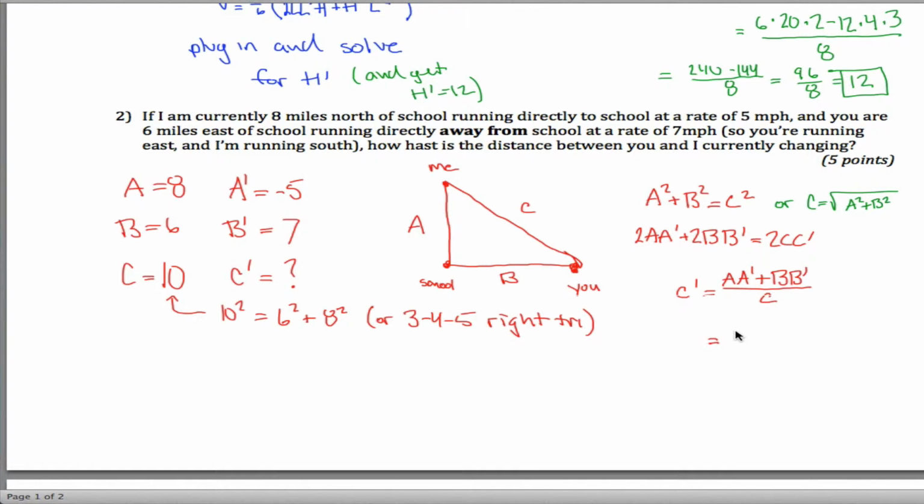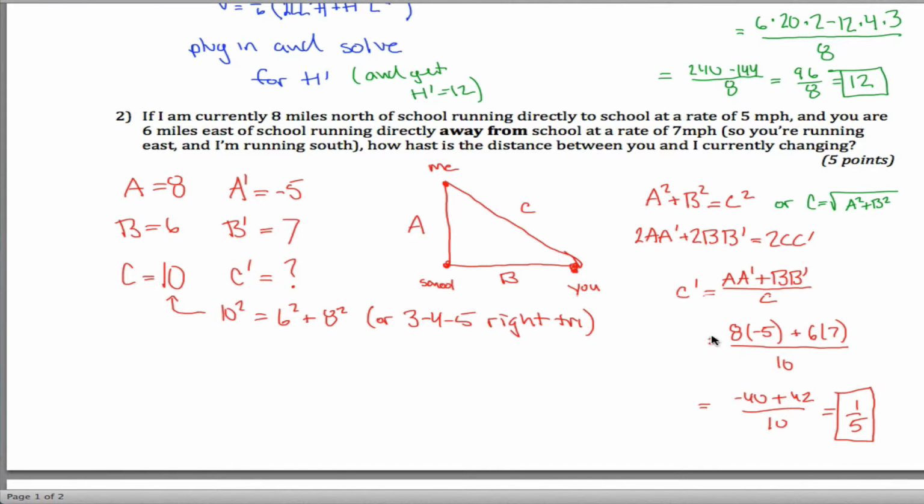A is equal to 8. A prime is equal to negative 5. B is equal to 6. B prime is equal to 7. And C is equal to 10. So I get negative 40 plus 42 divided by 10. In other words, I get 1/5.